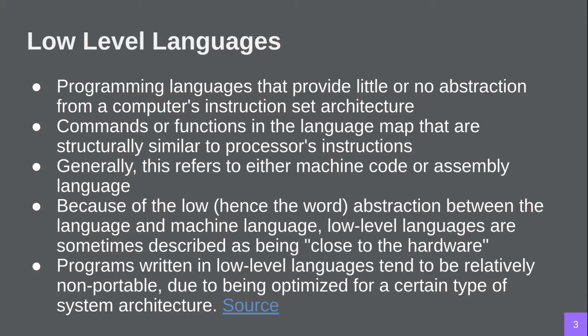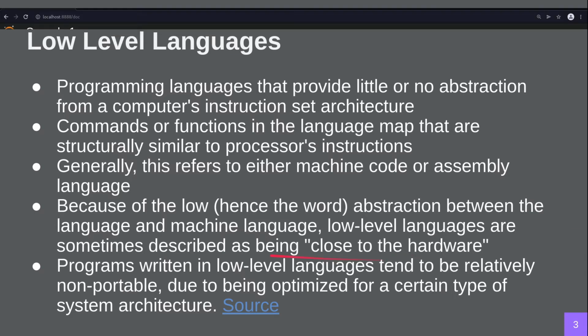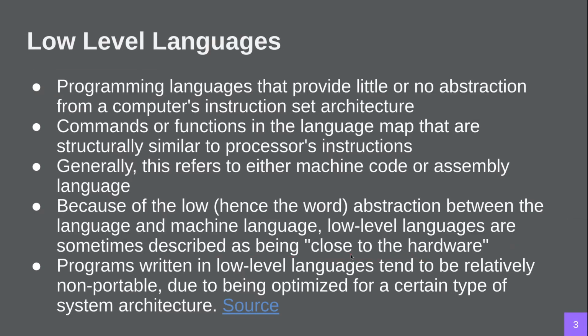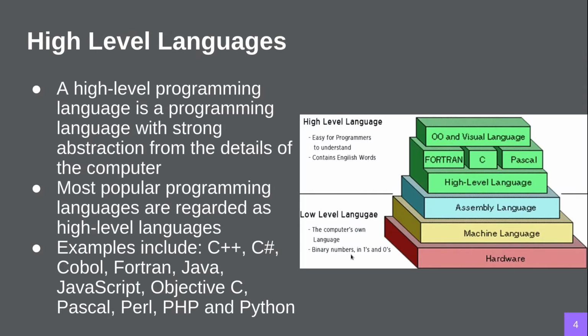So for example, if we have an Intel processor, low-level code can be written to speak directly to that processor. So these are sometimes called being close to the hardware. Okay? Right, so high-level languages.